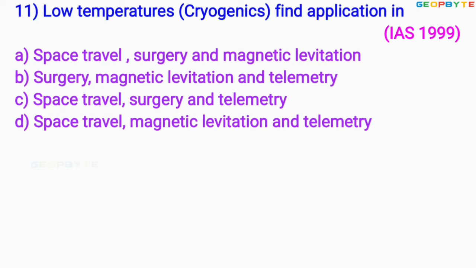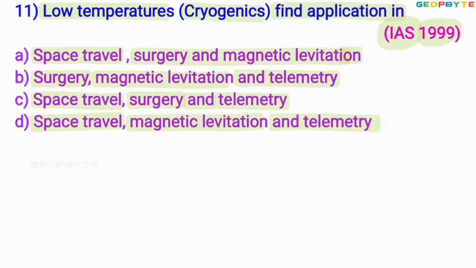Look at the 11th one, asked in 1999 for the IAS exam. Low temperatures, that is cryogenics, find applications in: option A, space travel, surgery and magnetic levitation; option B, surgery, magnetic levitation and telemetry; option C, space travel, surgery and telemetry; option D, space travel, magnetic levitation and telemetry. The correct answer is space travel, surgery and magnetic levitation.